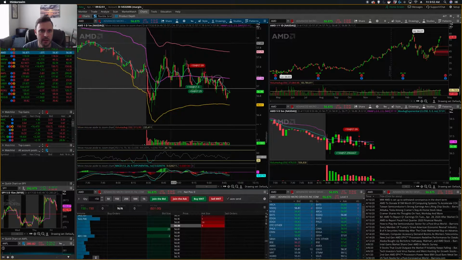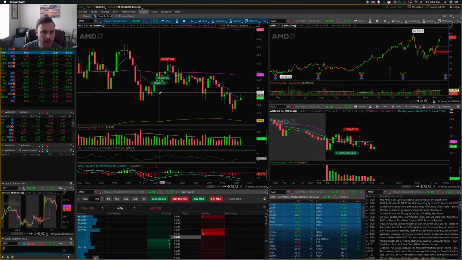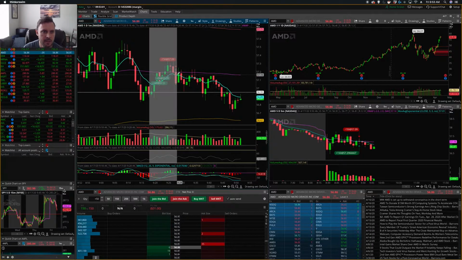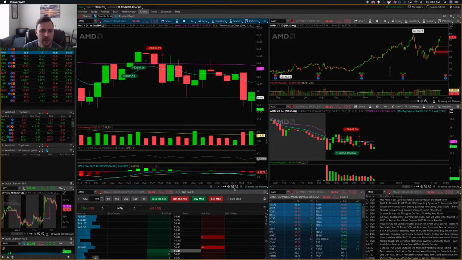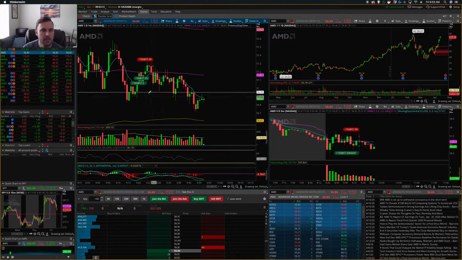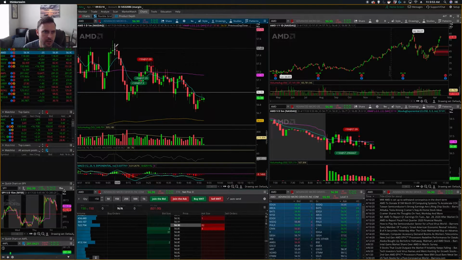Here's our trade on AMD and why we traded it. The reason I chose this trade is I was just kind of moving around and I saw that AMD was getting close to VWAP and it crossed VWAP. At the same time that it crossed VWAP, you'll notice MACD was starting to show an upward trend.